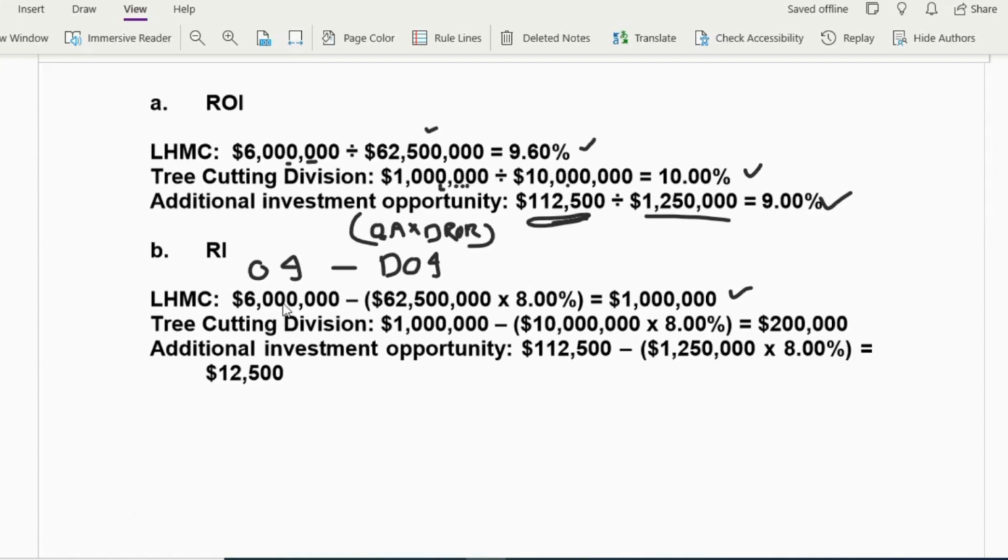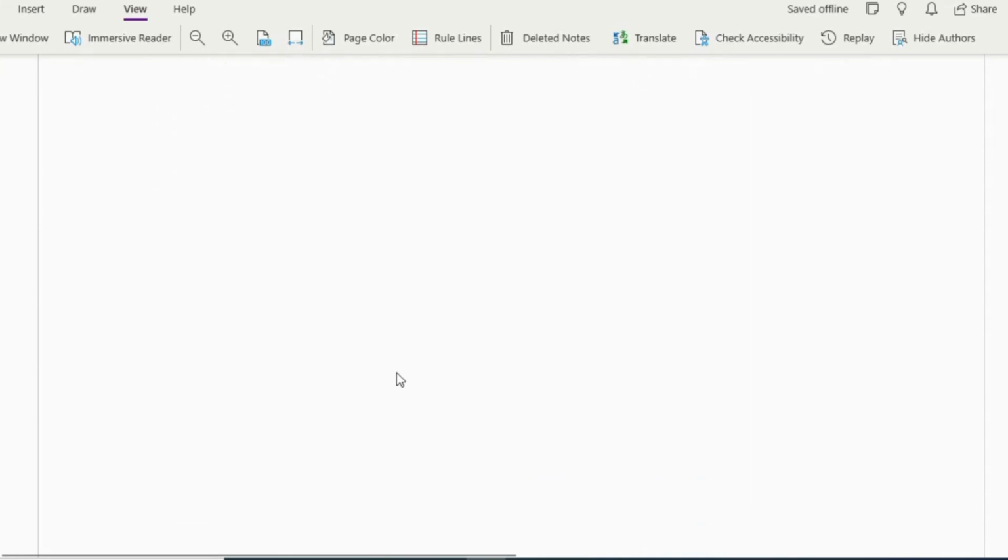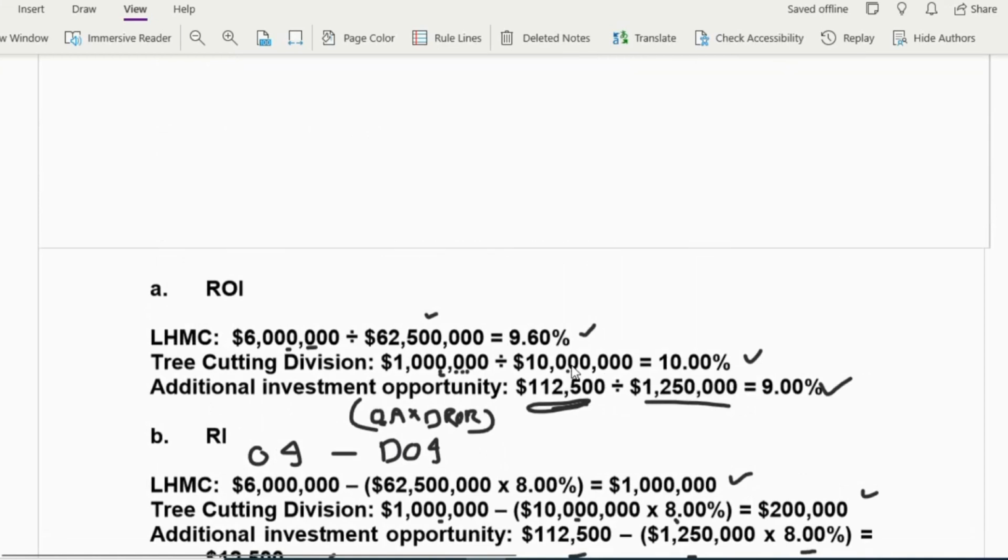Tree cutting division has operating income of 1 million and operating assets of 10 million. 8% is the desired rate of return for all of them, right? So when you simplify this, 2 million is their residual income. The additional investment opportunity will bring operating income of 112,500. Operating assets, meaning the investment, is 1,250,000. Desired rate of return is 8%. When you simplify this, residual income will be 12,500. So this is it for the discussion of responsibility accounting exercises.